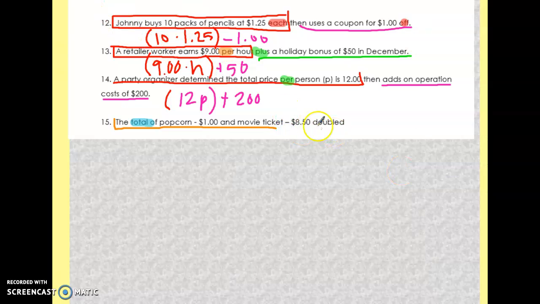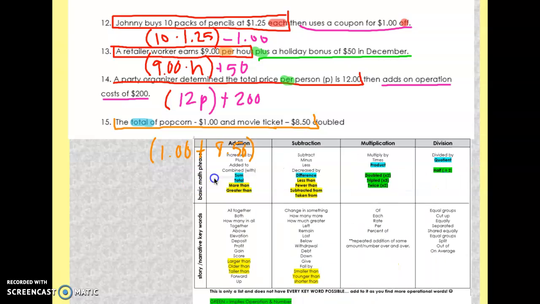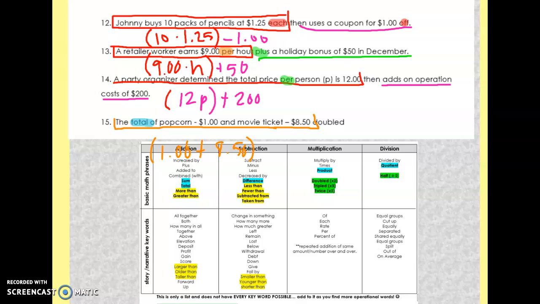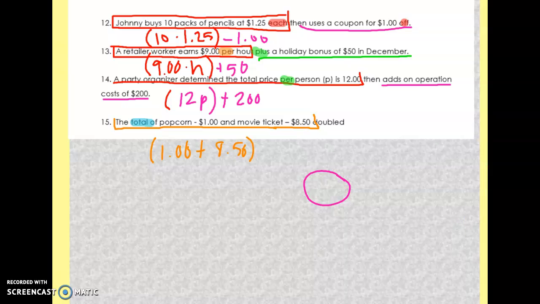Actually, I cut off the price of the movie ticket there. So a total of popcorn, $1, a movie ticket, $8.50. That's what needs to go in our parentheses first. So I'd say $1 plus $8.50. You imagine yourself at the movies, you get popcorn and a movie ticket, you would add those two costs together. Then I'm going to double it. And if you remember from our chart, doubled is one of those words. It was one of our more basic words, but it has an implied operation in it. So we would multiply that total by 2. We take this whole entire thing and we multiply it by 2.